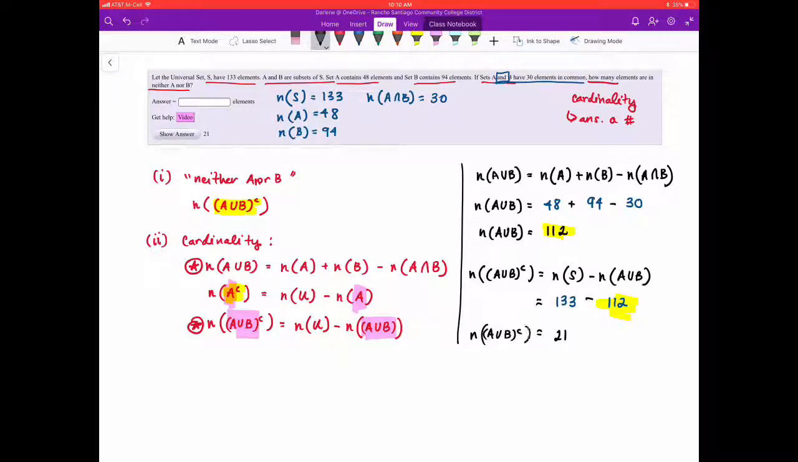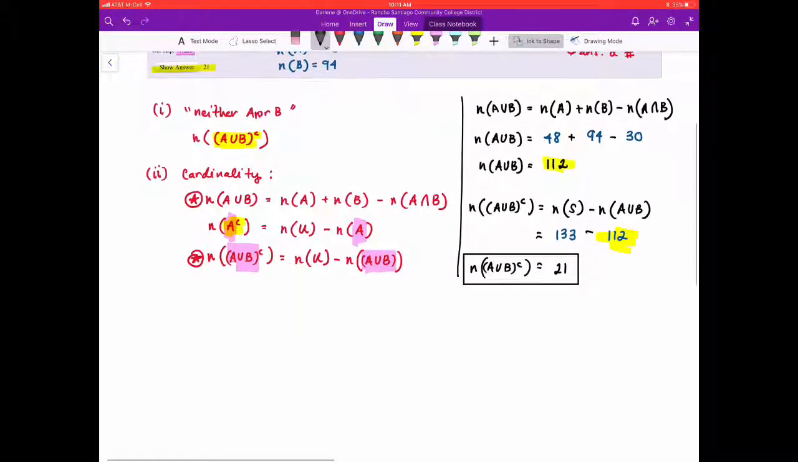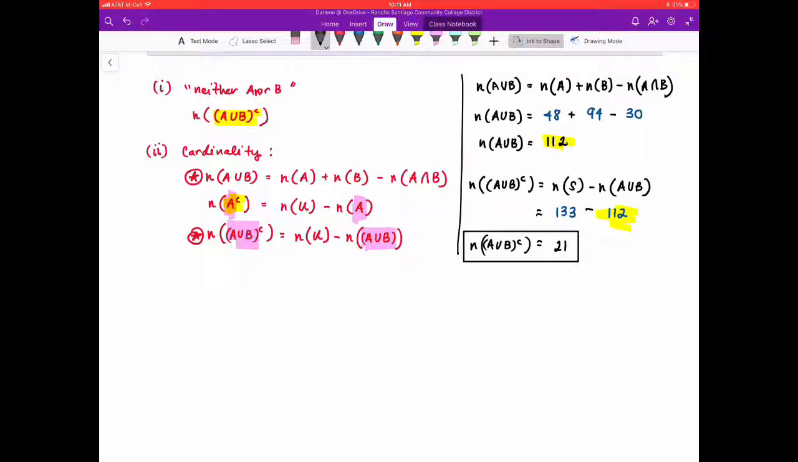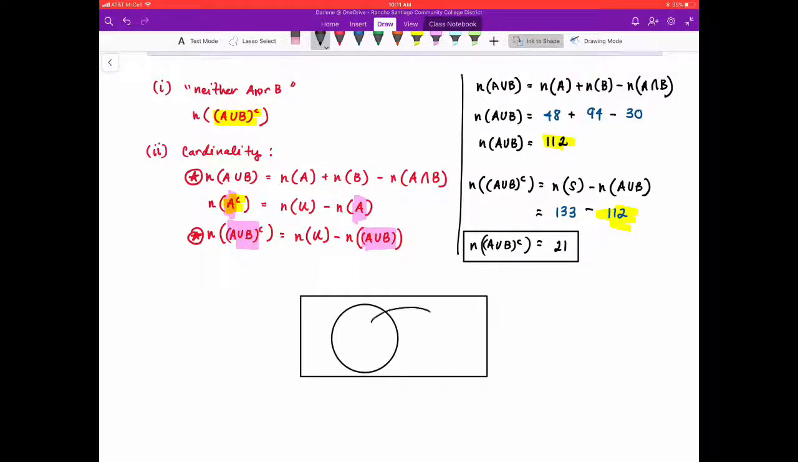So the formulas are nice if you are a formula person. And notice this is the answer as well. Some students like to see the Venn diagram, so we can go ahead and do that. I'll draw a Venn diagram down here and see maybe what this looks like. So out here is S, here's set A, here's set B.